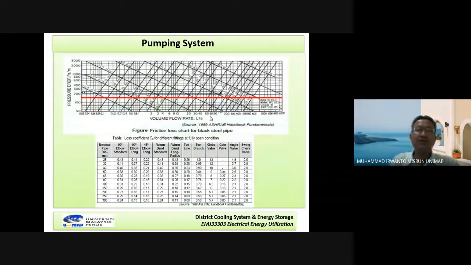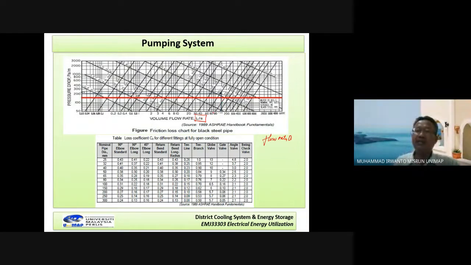Okay, and then we have one chart. We can call it the chart of friction losses. The chart contains volume flow rate on the horizontal axis, in unit liter per second. Look here, the unit is liter per second, while SI is meter cubed per second. Flow rate Q here is in liter per second, so it should be converted to liter per second when we use this chart.